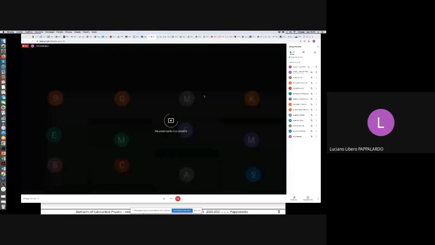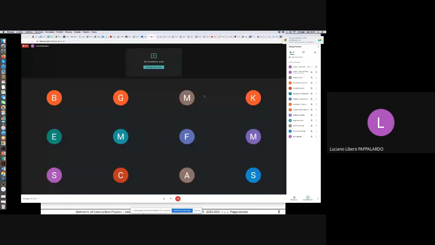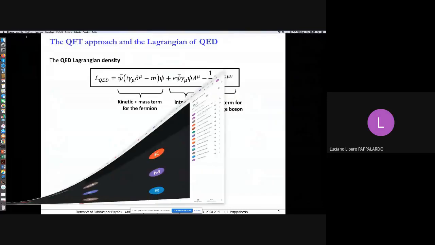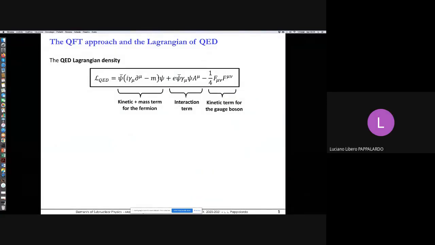Ok, adesso stiamo registrando. Facciamo lo sharing. Ok, mi confermate che mi sentite e che vedete il mio schermo? Sì, prof. Sì. Benissimo. Ok, allora, let's start.